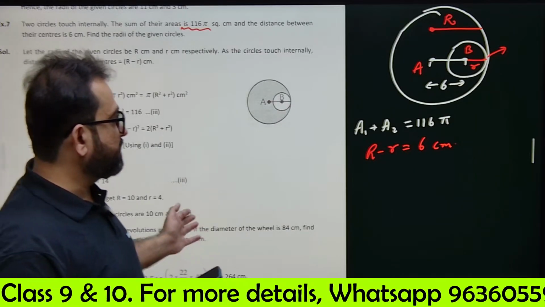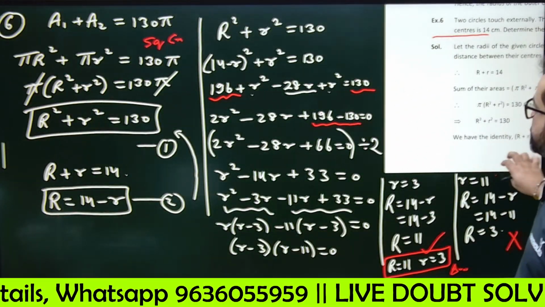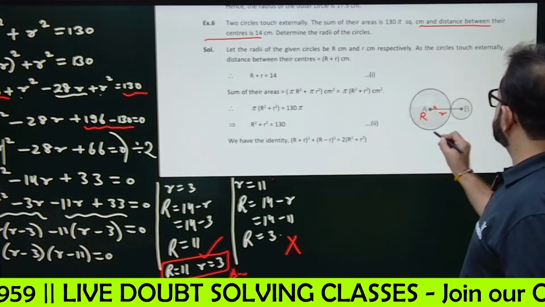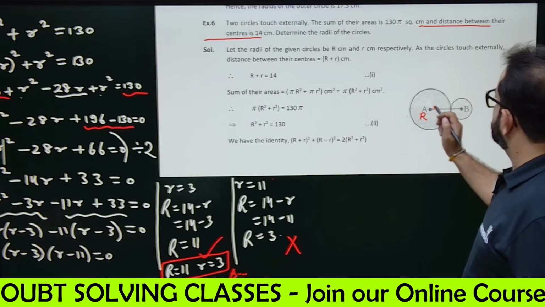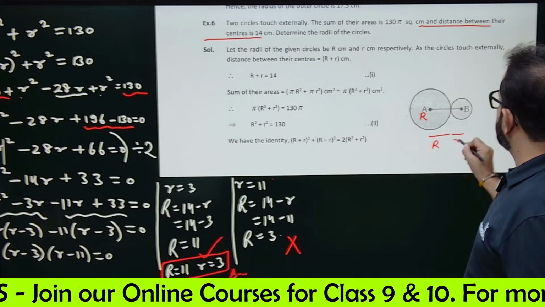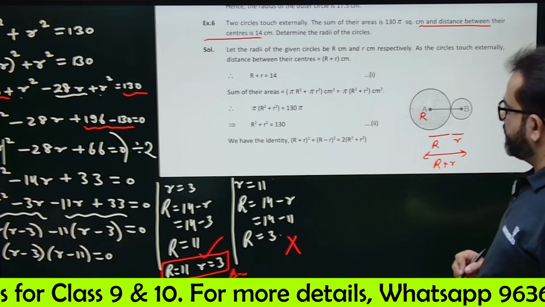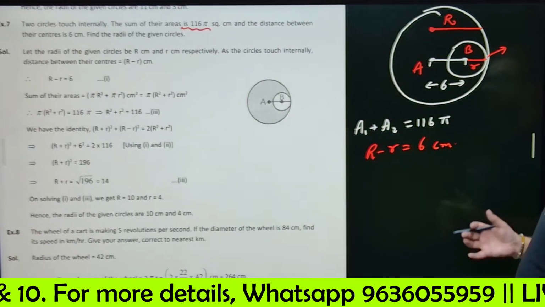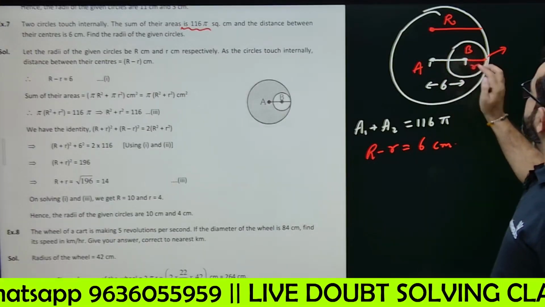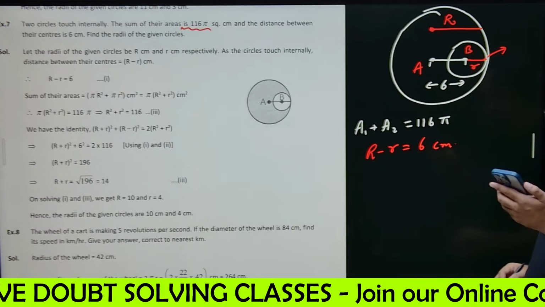See, in the previous question, the circles were touching externally. So we wrote this distance is capital R, this one is small r, so their addition will be capital R plus small r. But in this question, circles are touching internally. So from the center to this is capital R, and this part is small r. So this white part from A to B will be capital R minus small r.